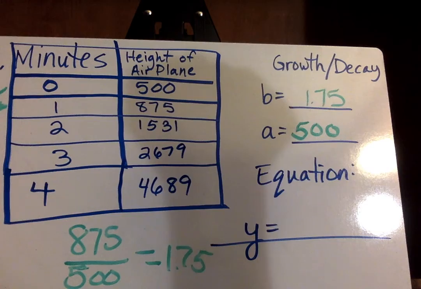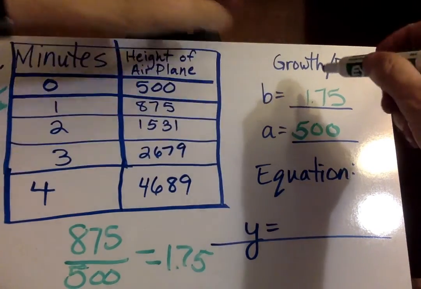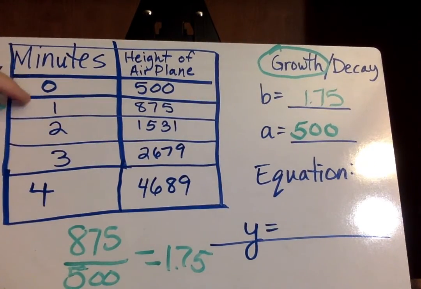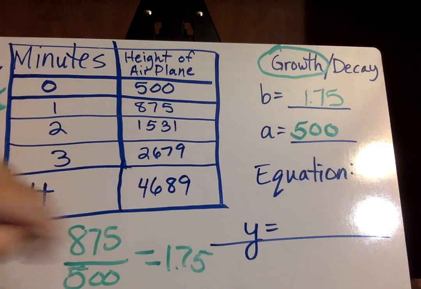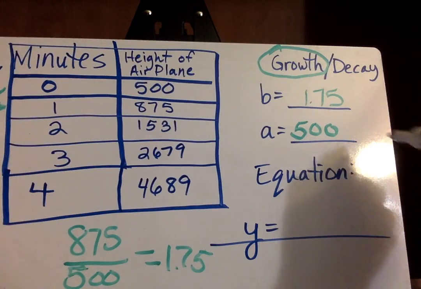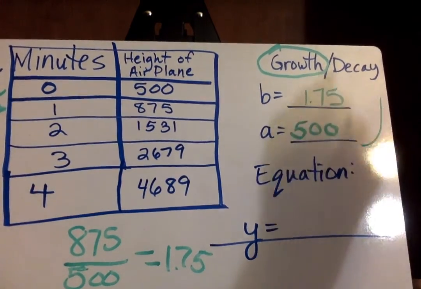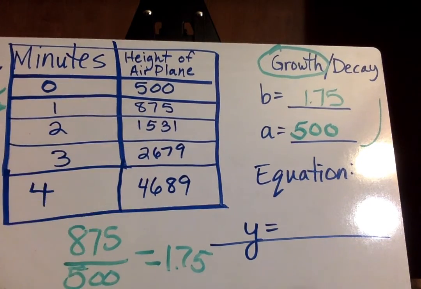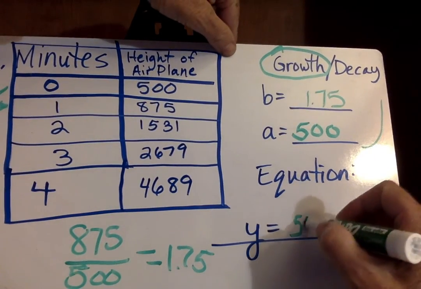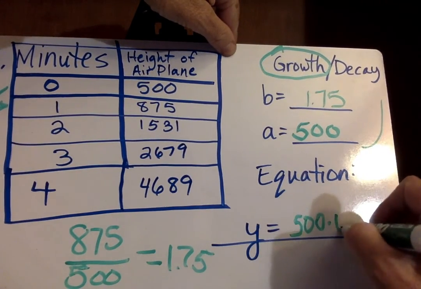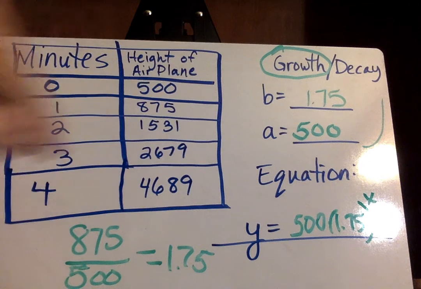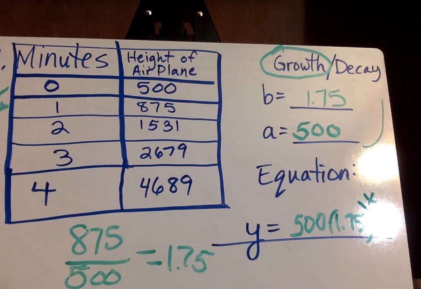Now, is that going to be a growth or decay? Since it's bigger than 1, it will be a growth. And you can tell it's a growth because as these numbers go up, these numbers are also going up. Okay? So that would be an exponential function. So you know it's going to be going like this. And it's a growth. So our equation: y equals A, 500, times B, 1.75, raised to the x power. So again, there's our exponential equation.